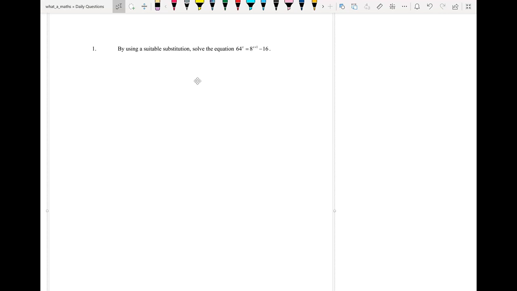First of all, check the numbers with index, and over here I have 64 and 8. So find the relationship between 64 and 8. 64 is 8 power 2, so I can write this as 8 squared power x equals to 8 power x plus 1 minus 16.